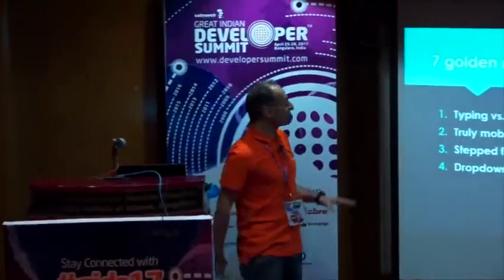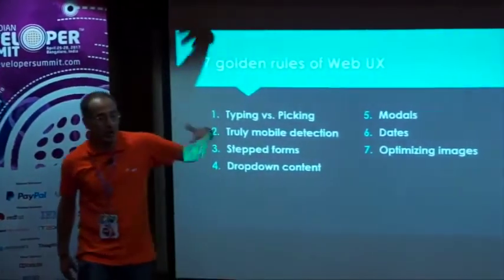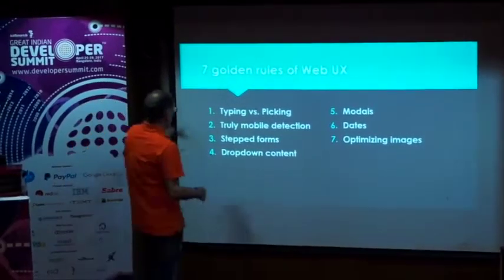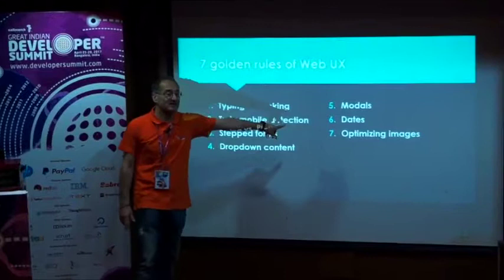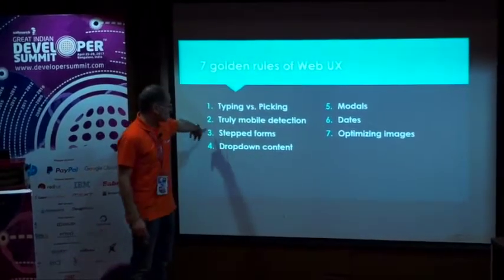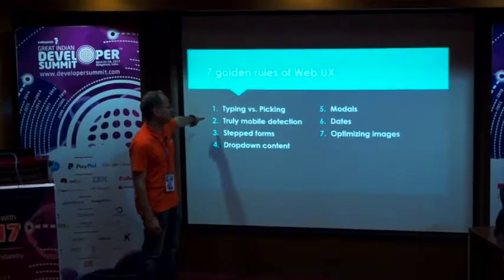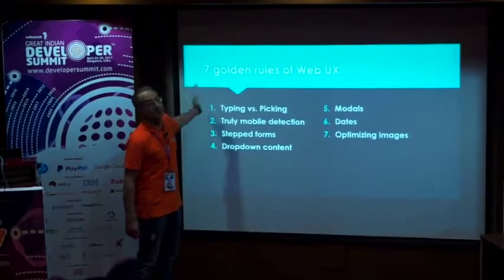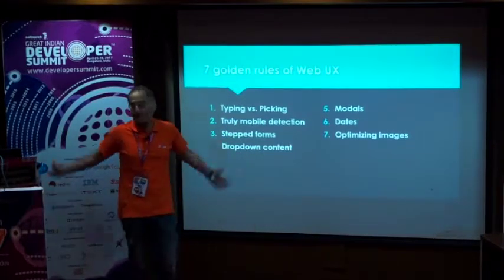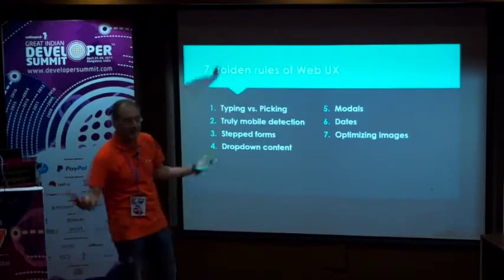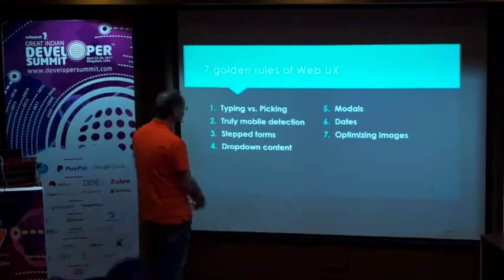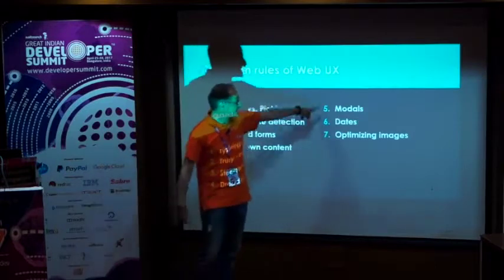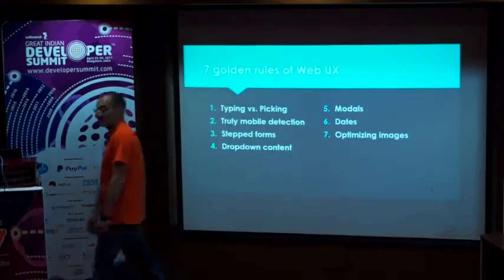So there are 7 golden rules that I selected out of a longer list that I usually cover in my book and longer classes. Problem number 1 is typing versus speaking. Truly mobile detection. Longer, particularly long forms, so when you have a form with tens of input forms, the role of drop-down content, modals, dates, and images.